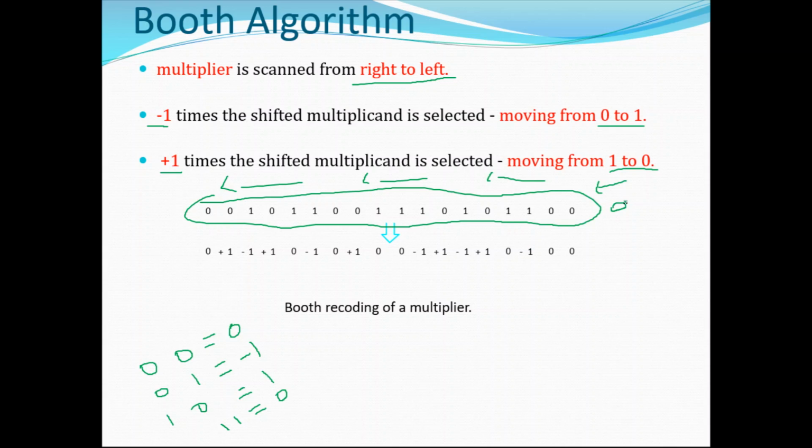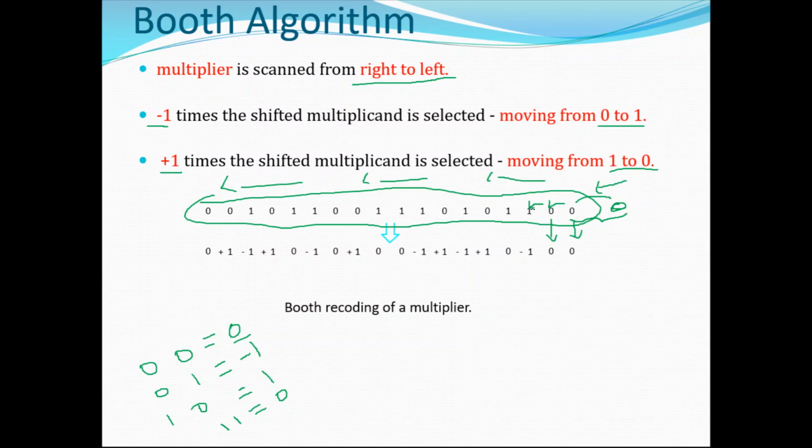So we added one more 0 to the right. Now compare this added rightmost 0 and the rightmost bit, that is, the least significant bit of the multiplier. Both are 0, which means it will be 0. So this becomes 0. Next, compare these two bits. 0 0, so again 0. Next, compare these two bits.